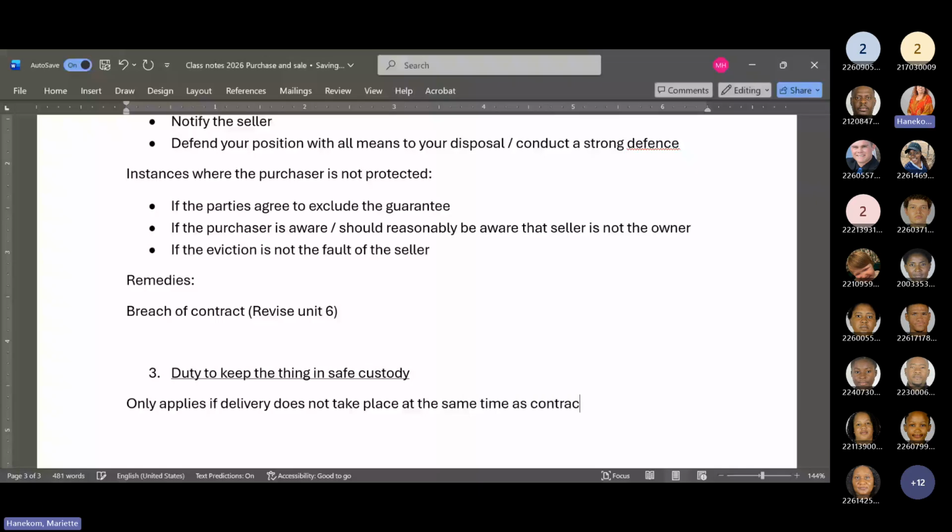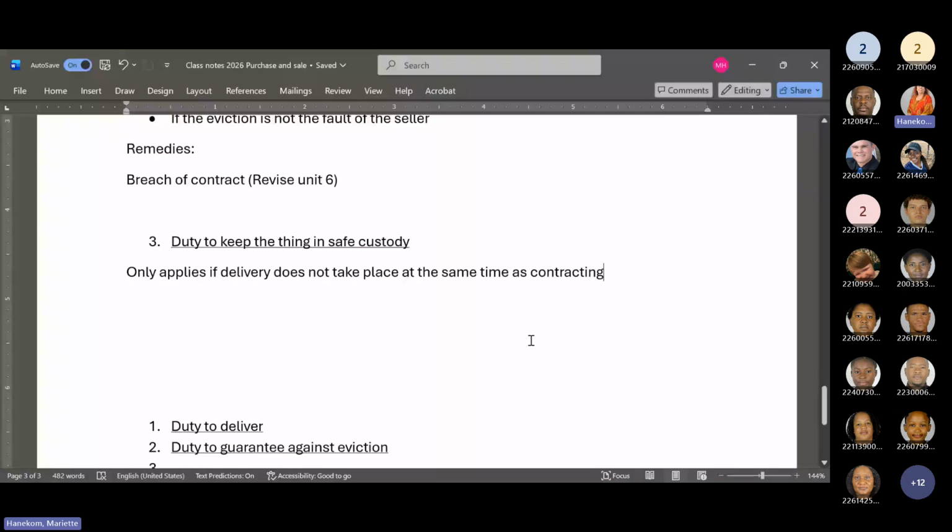If you buy a loaf of bread and you walk out of the shop with this loaf of bread in a plastic bag, or you buy my cell phone and you pay me there and then, and I hand the cell phone to you, delivery is at the same time as contracting. This duty is not relevant. I can't say it doesn't apply because it applies to all contracts of purchase and sale, but it will not be relevant. It's only relevant if there is a period of time.